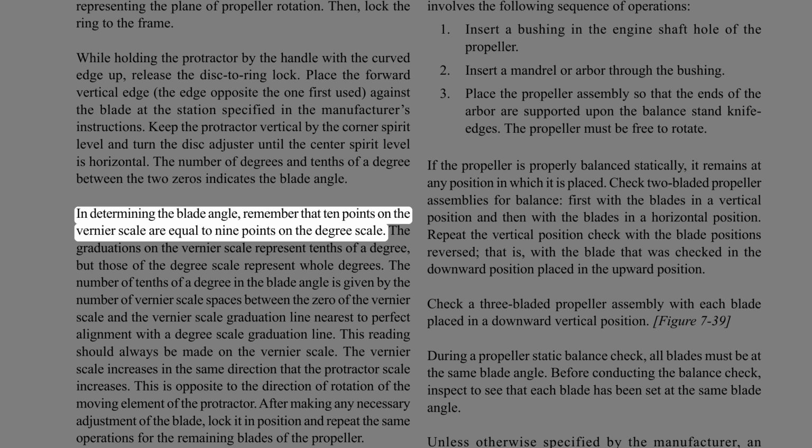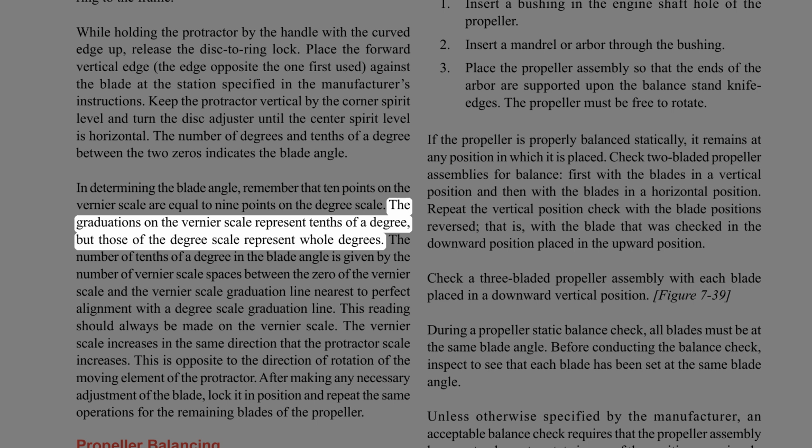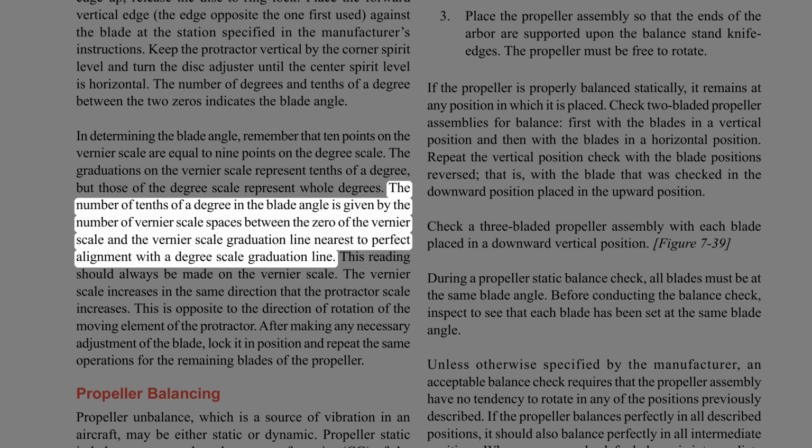angle. In determining the blade angle, remember that 10 points on the vernier scale are equal to 9 points on the degree scale. The graduations on the vernier scale represent tenths of a degree, but those of the degree scale represent whole degrees. The number of tenths of a degree in the blade angle is given by the number of vernier scale spaces between the zero of the vernier scale and the vernier scale graduation line nearest to perfect alignment with a degree scale graduation line.